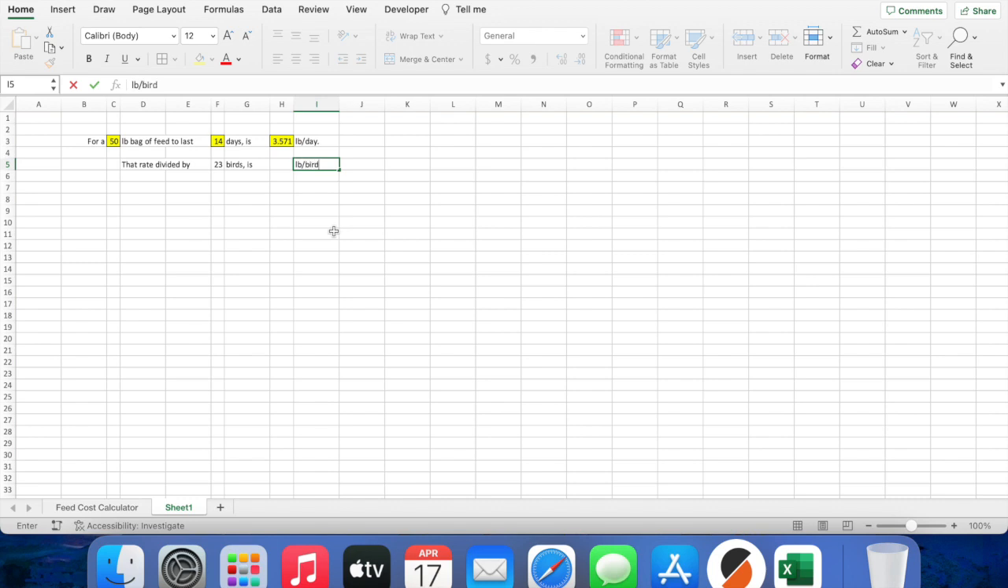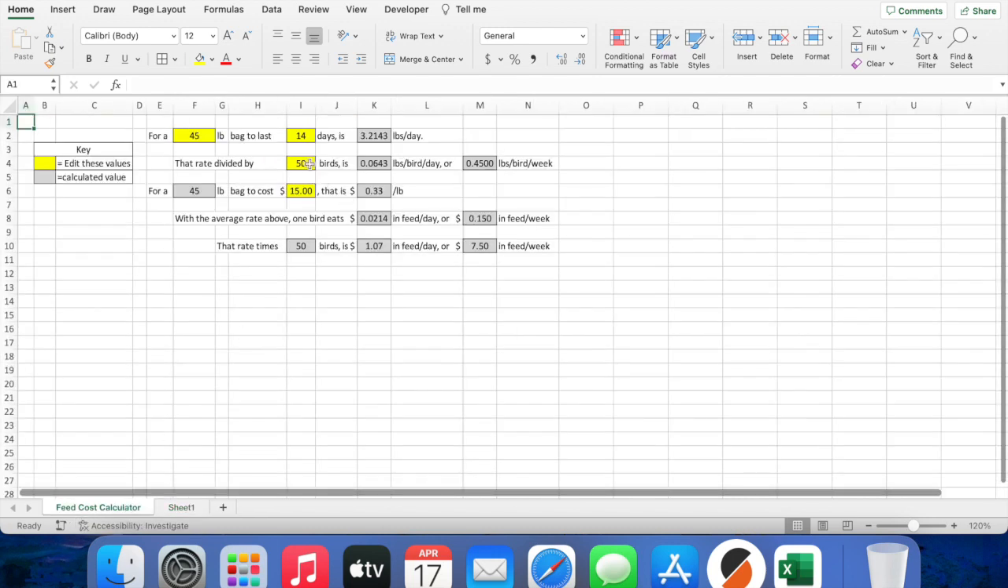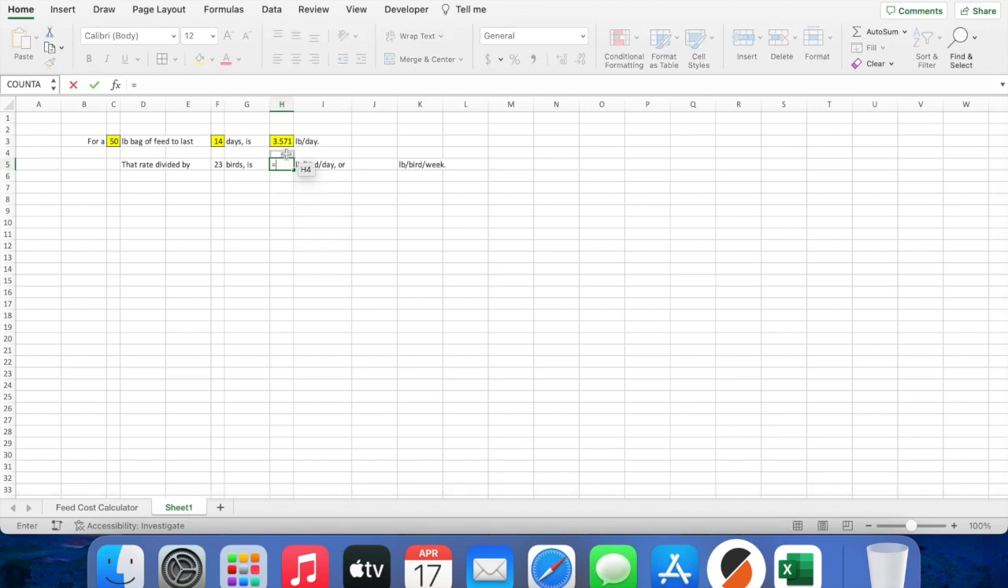So I'm going to leave one blank and then put pounds per bird per day. I'm going to widen that one out some. I'm going to leave J blank, and then put pounds per bird per week. For this one, I'll show you from the other sheet. That is equal to pounds per day divided by amount of birds. So you'll hit equals pounds per day from above divided by your amount of birds. Then again, just do some cleanup, highlighting and borders.